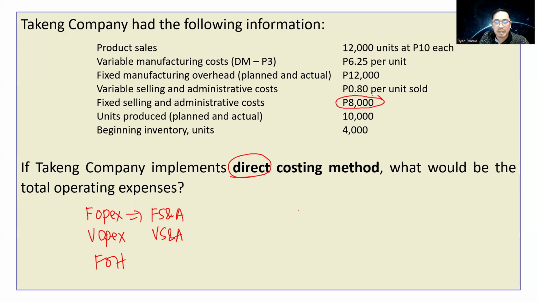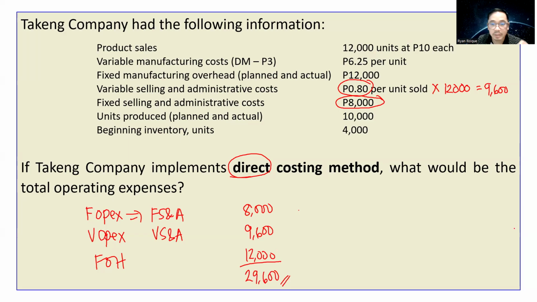So therefore, to complete, we have the fixed selling and administrative expenses, how much? Fixed selling and administrative cost would be 8,000. How about for the variable selling and administrative cost? That's 0.80 per unit sold. So multiply it by 12,000. So how much do we have here? It's 9,600. So therefore, that is your variable OPEX, 9,600. For your fixed overhead, remember, under variable costing method or direct, we are going to expense immediately all your fixed overhead. So that would be 12,000. So therefore, the amount of operating expenses under the direct costing method would be 29,600.